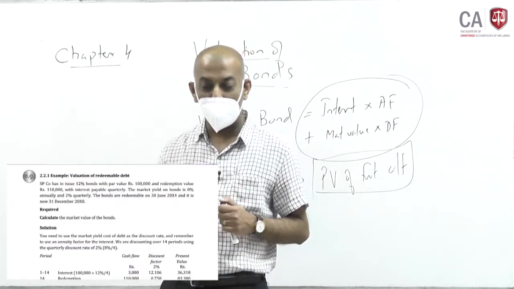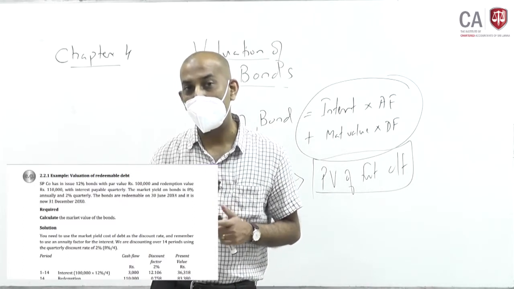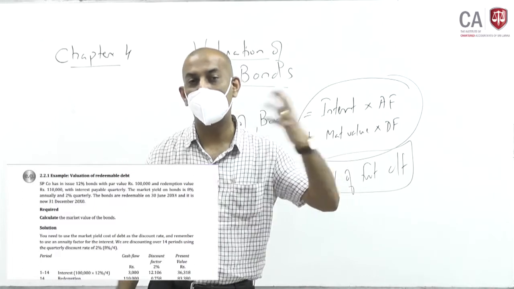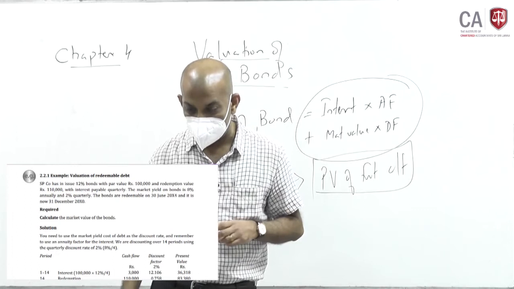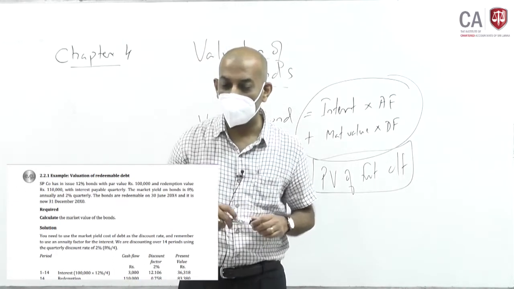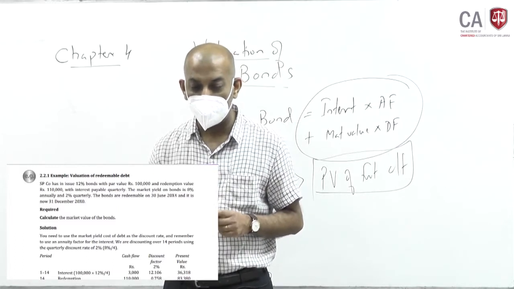Market yield on the bond is 8%. So they have given you the market yield, which means the return for similar bonds in the market. 8% annually and 2% quarterly. The bonds are redeemable on 30th June 2014, and it is now 31 December 2010.